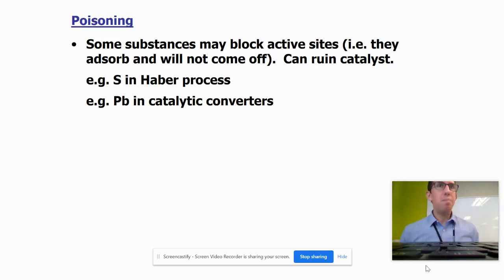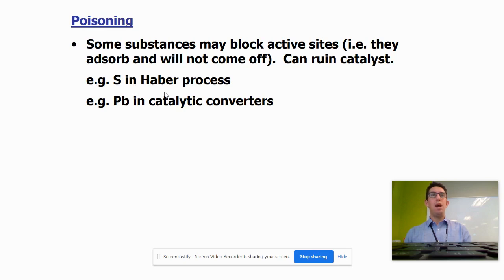So catalysts can get poisoned. This is when a substance blocks the active site. For example, in the Haber process, we have the iron catalyst, where nitrogen and hydrogen meet on the catalyst.